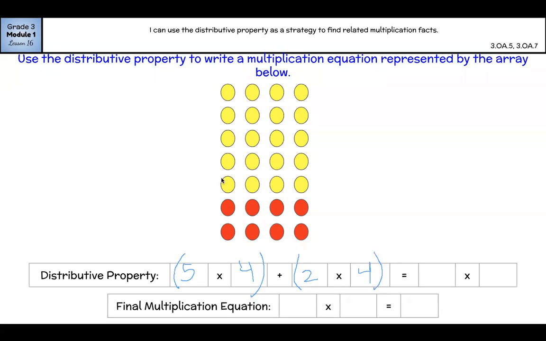equals. So now we have 5 fours plus 2 fours. That'd be 5 fours, 6 fours, 7 fours. So now our new equation is 7 groups of 4. So down below, our final multiplication is 7 groups of 4, 7, 14, 21, 28. So that should be a total of 28 if we added all the yellows and all the reds together.